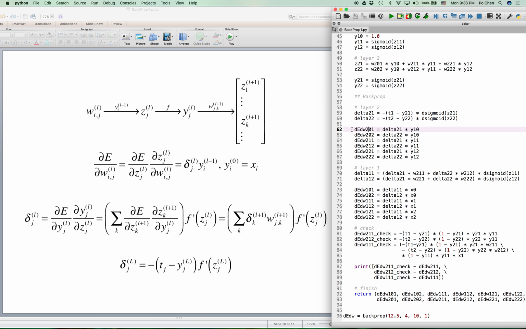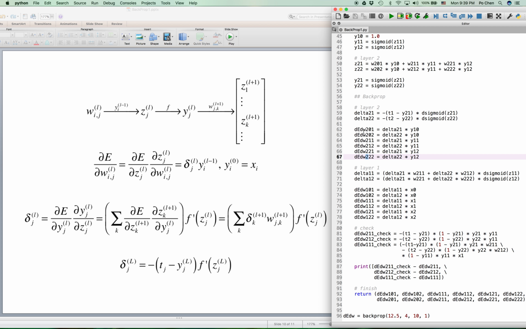So let's look at these six equations. These six equations just compute the corresponding delta multiplied with the corresponding y. If we look at just the first equation, it's dE over dW 2 0 1. So L equals 2. For all the six expressions, the first subscript index of dW is always 2, because L equals 2.